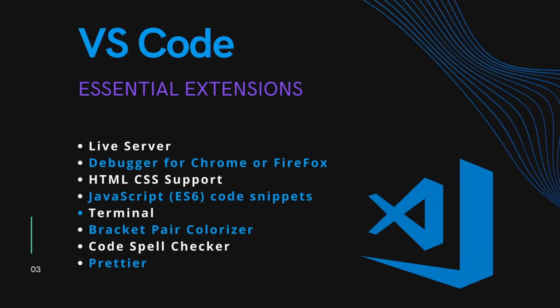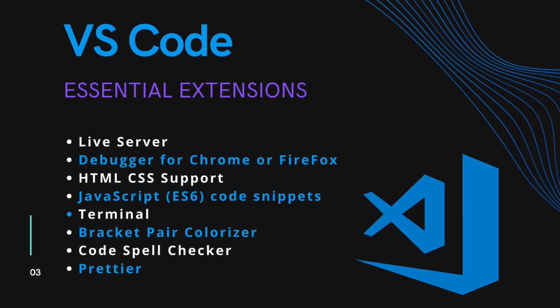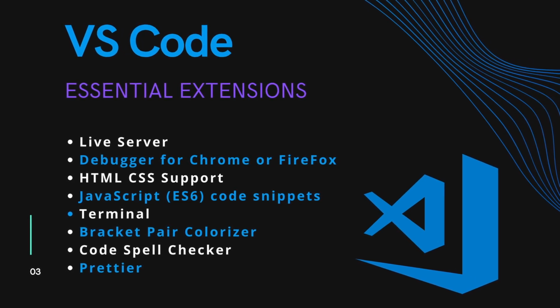Now, if we take a look at the essential extensions, the extensions that each front-end developer really needs in Visual Studio Code, this would be Live Server, because I cannot imagine myself constantly clicking on a Google or Firefox icon in order to open up my web page. Then the debugger for Chrome or Firefox, and let's be honest, nobody uses Edge, so let's just forget about it. Also HTML and CSS support. Then the JavaScript ES6 code snippets, we will have a separate video on code snippets. Then the terminal, although you do have the integrated terminal, but I'm going to show you this.